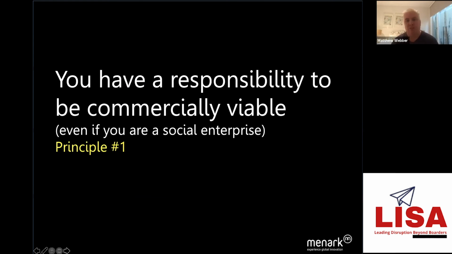The first principle is that your business, regardless of whether it's a social enterprise or a pure commercial enterprise, has to be commercially viable. If you cannot create this in a way that is commercially viable in the long term, then obviously it creates significant challenges, and you won't be able to meet the ambitions that you have.